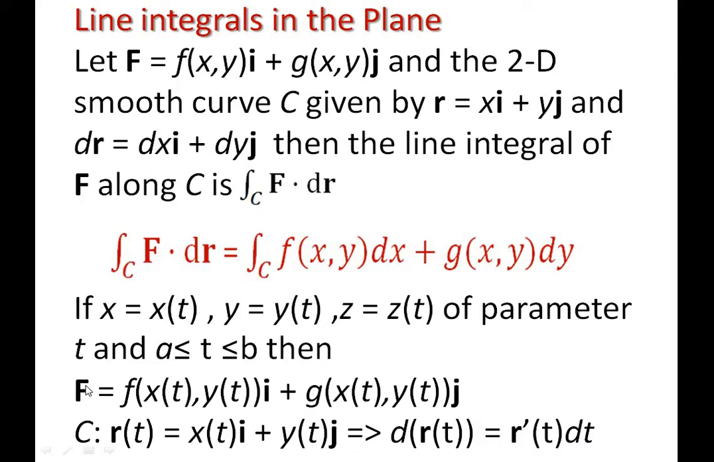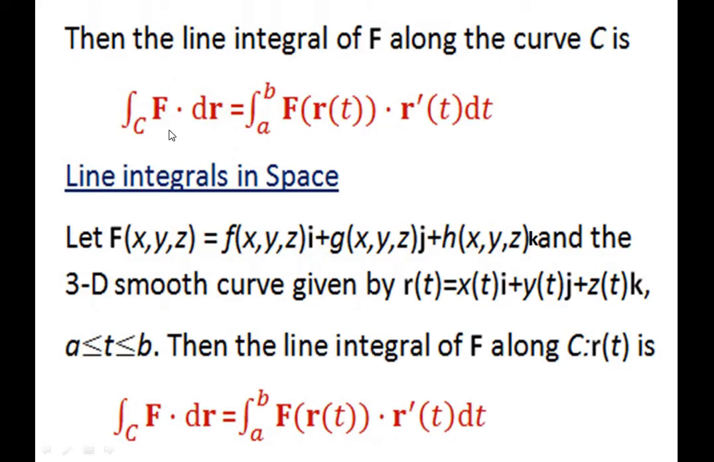Then taking the dot product f dot dr, the line integral of f along the curve C is integral over C f dot dr, which equals integral from a to b, where a and b are the domain of t, that is t varies from a to b, of f of r of t dot r dash of t dt. Note this equation, which is the equation of line integrals in the plane.